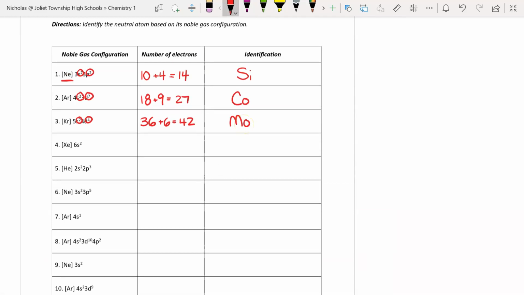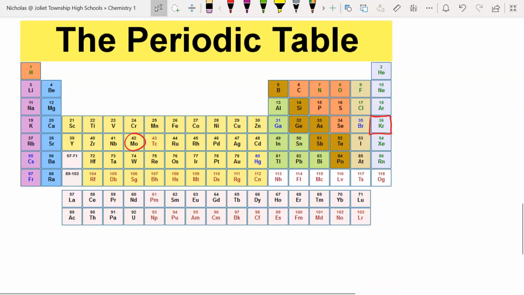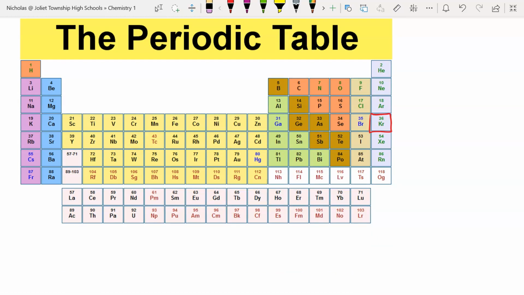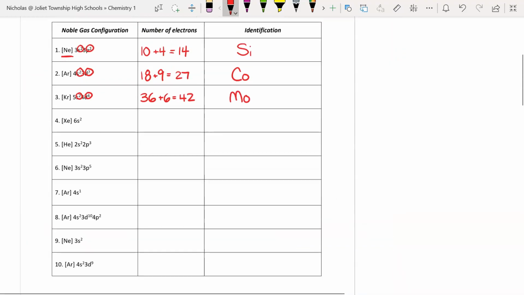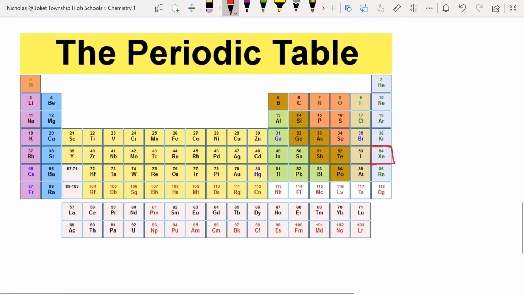All right. I'm going to go ahead and do one more, flipping back and forth on the periodic table, and then I'm going to just fill in the rest here. I feel like I'm going to make you dizzy if I keep flipping back and forth. So let's look at xenon. So on the periodic table, xenon is 54. And we've got another 2 here. 54 and 2 is 56. And if I go back to the periodic table, number 56 is barium.